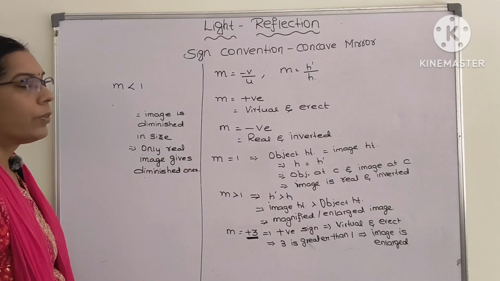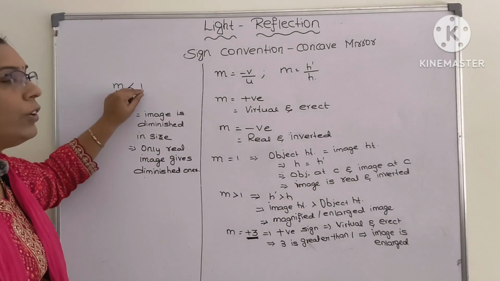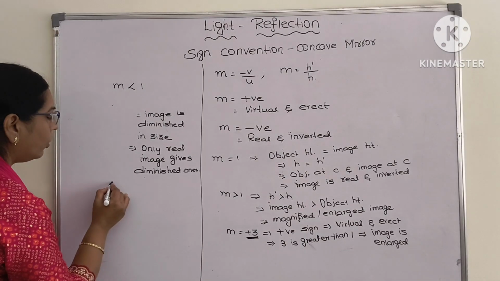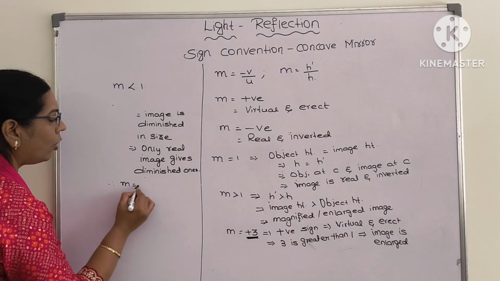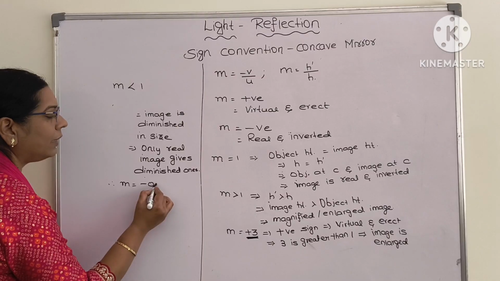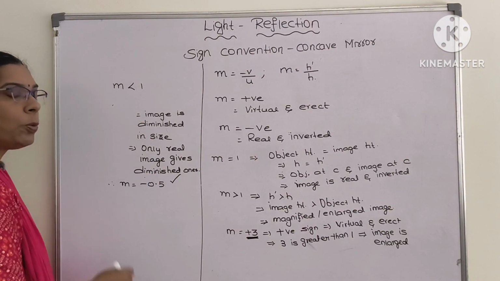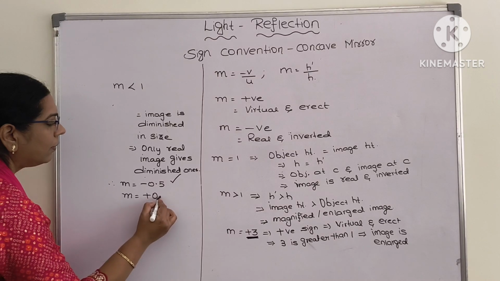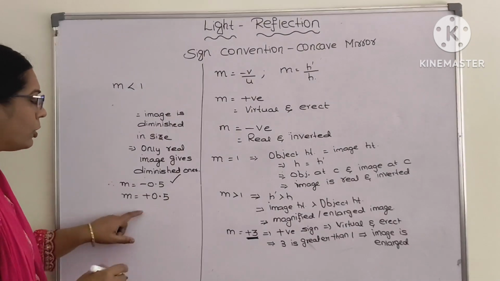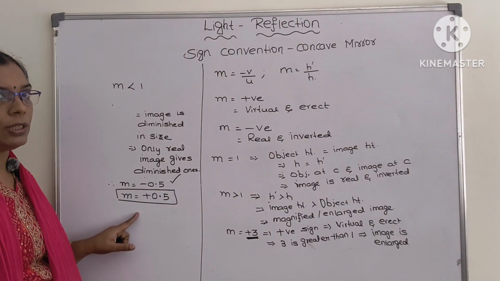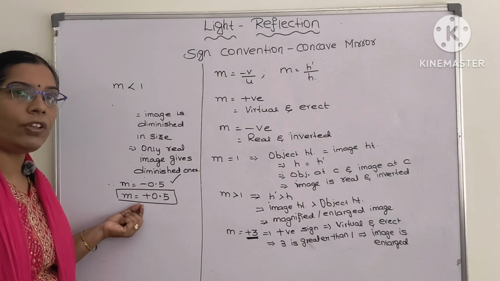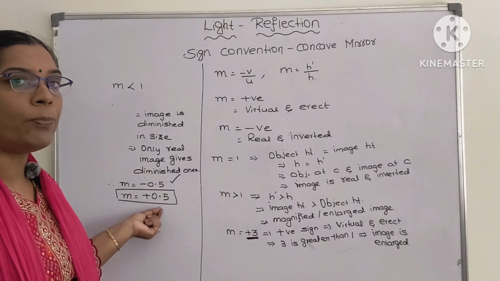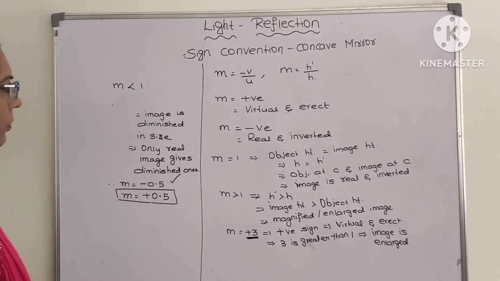So what should be the sign for m for values less than 1? Therefore, m should always be minus and then a decimal. Is this possible? Now comment on this, children. Can we have a magnification for a concave mirror of plus 0.5?